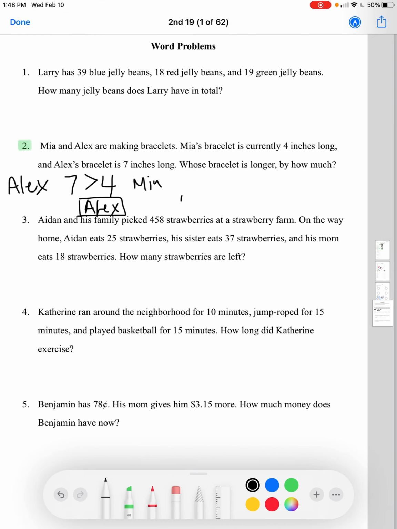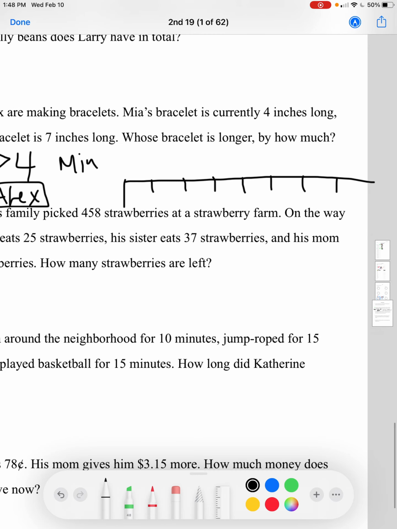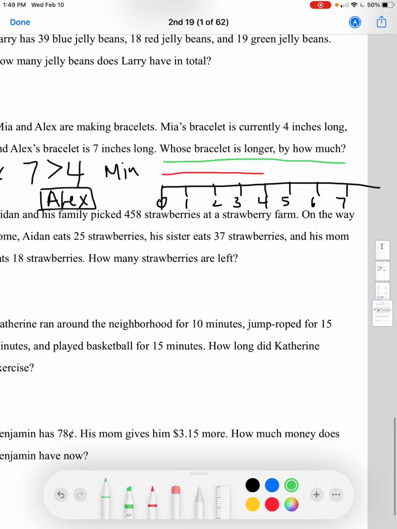If you think about it on a ruler, this is 1, 2, 3, 4, 5, 6, 7. This isn't the exact size of an inch, but if this is Mia's bracelet, let's say this is 0. This is Mia's bracelet at 4 inches. This is Alex's bracelet at 7 inches. Alex's bracelet is longer.